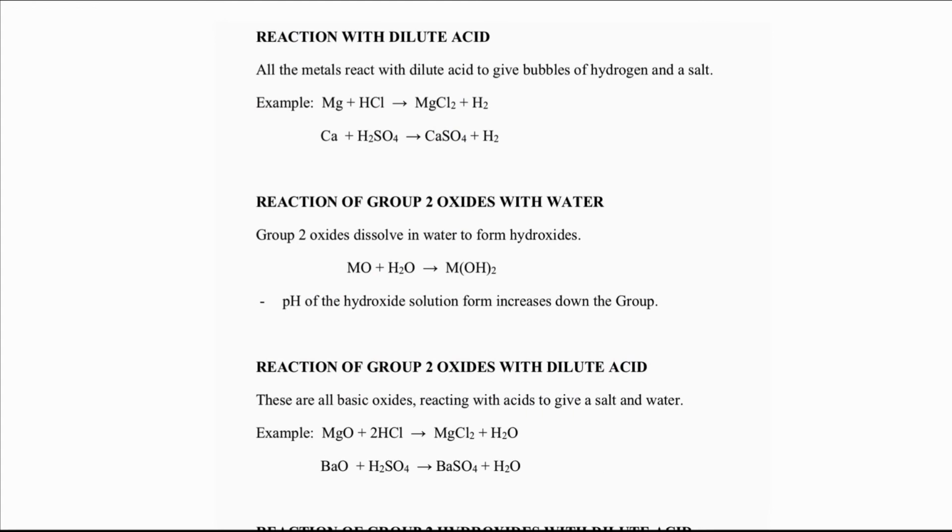Next to go, we have the reactions of group 2 metal reacting with acid, producing salt plus hydrogen gas. We have also group 2 metal oxide dissolved in water, producing group 2 hydroxide. We have to know it is an exothermic reaction. The pH of the hydroxide solution increases down the group.